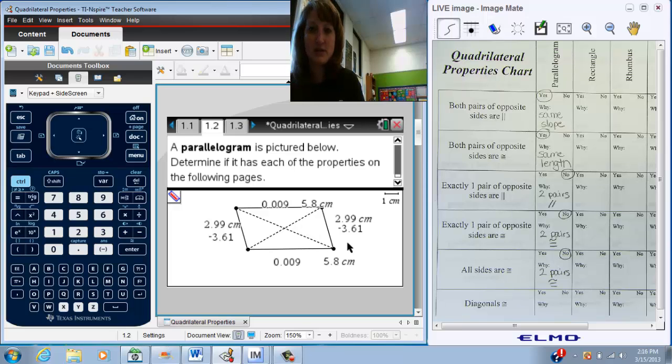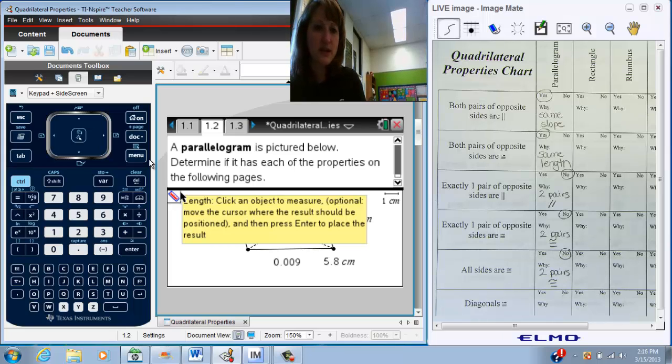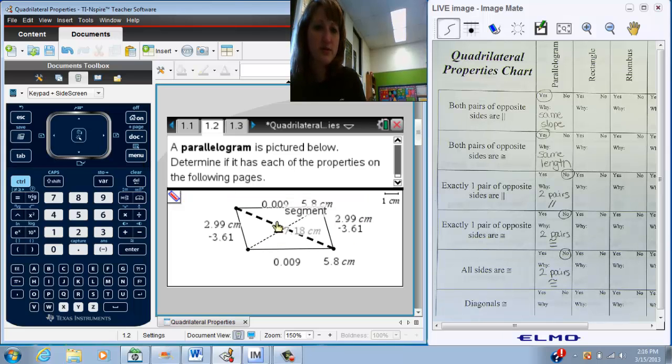Alright, the next one we actually switch to the diagonals. The diagonals are the segments that go from corner to opposite corner. And so in this picture we have two of them, from corner to opposite corner, and they go all the way through the shape. So what we want to do for this next property is figure out if the diagonals are congruent. So if we want to figure out if they're congruent, we're going to measure their length. Since I already have my length tool open, I'll just go ahead and measure.